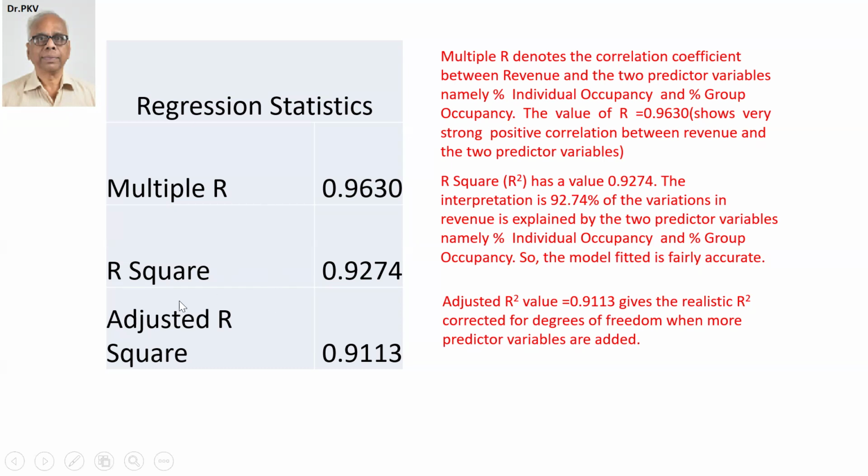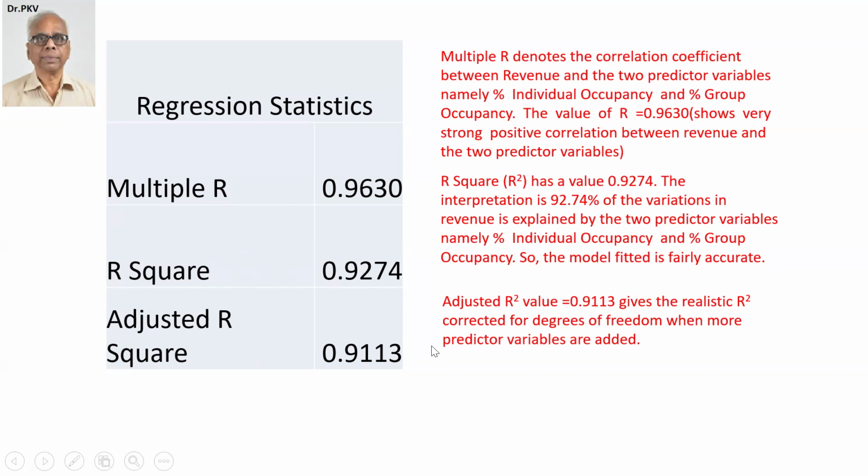Then we get here adjusted R squared, 0.9113. The adjusted R squared is a corrected R squared, so to say. Whenever we have more predictor variables added, there is a tendency for R squared to increase. To make a correction and reflect the realistic R squared, we work out the adjusted R squared that is corrected for the degrees of freedom. And in this case, the adjusted R squared is 0.9113.